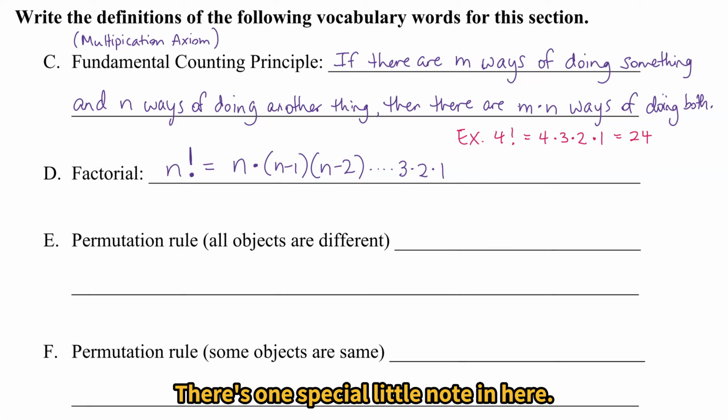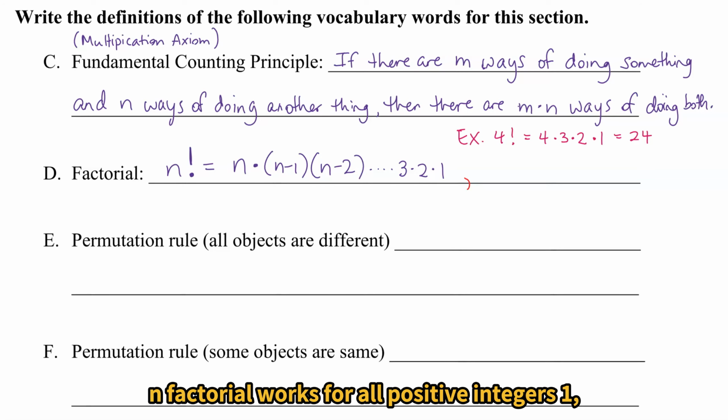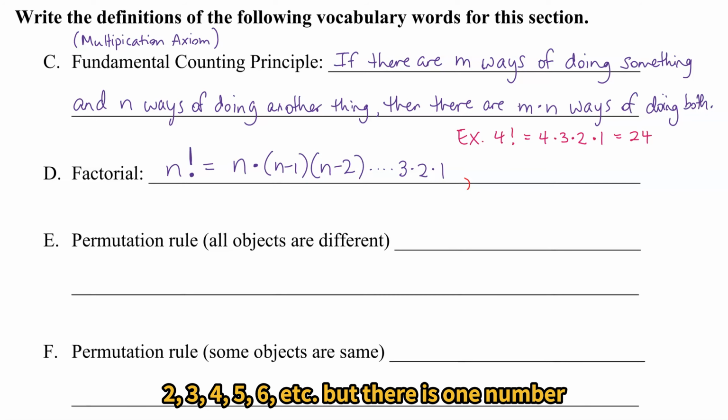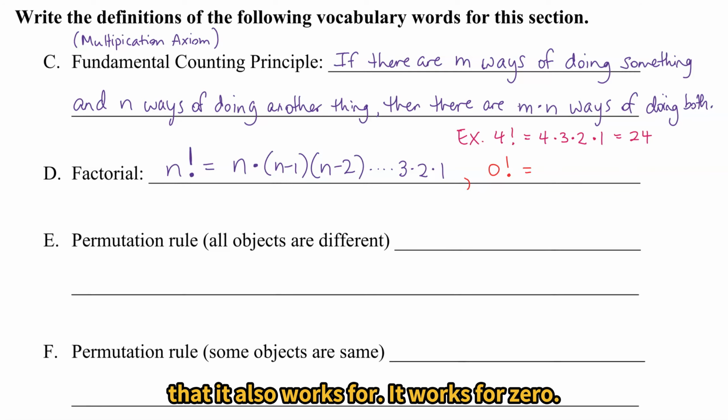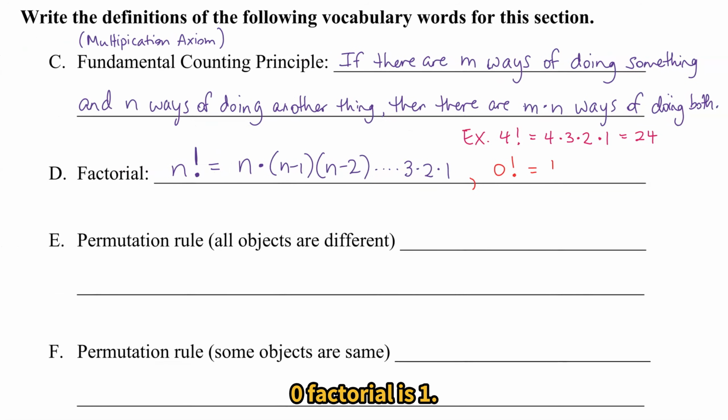There is one special little note in here. N factorial works for all positive integers, 1, 2, 3, 4, 5, 6, etc. But there is one number that it also works for. It works for 0. 0 factorial is 1. You're probably thinking, why? Because it's a little weird.